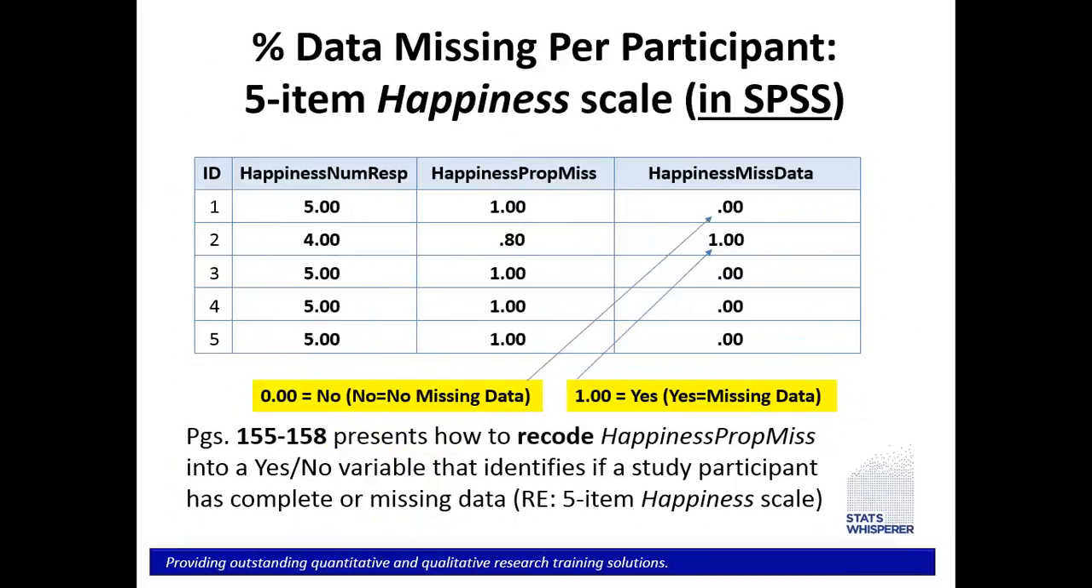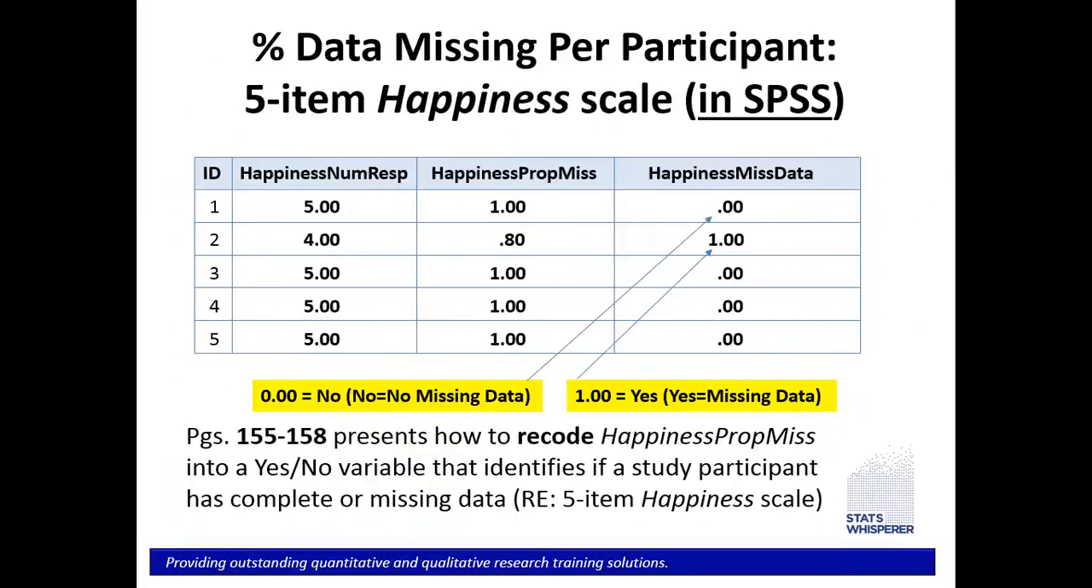So anybody with less than a 1.0, such as ID2, who has a 0.80, they've gotten 80% of responses. They're getting a 1, which means yes, they are missing data. So through these two variables, we've now answered the question, what's the proportion of missing/valid responses per study participant? And now with the second one, we could answer through the yes/no variable, what's the percentage of study participants that have missing or complete data?